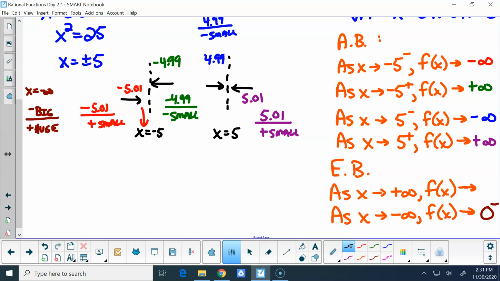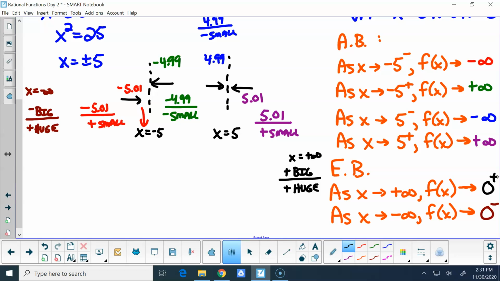And if I go way over here at x equals positive infinity, now again I would have a positive big number on top and a positive ginormously huge number on the bottom. Positive divided by a positive, that's going to be positive. So we're going to go to 0 from above.